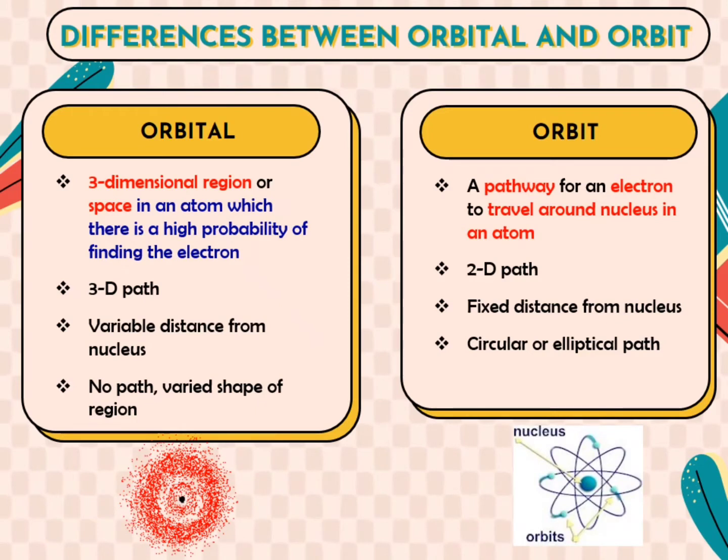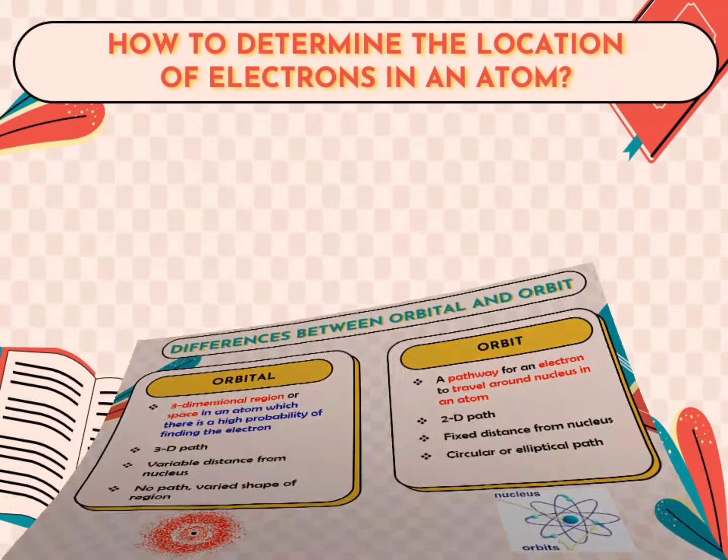So this is the example of orbital and orbit. You can see here for the orbital, it has no fixed path, right, there is no specific path for the electron. And for orbit, you can see that each electron will travel around the nucleus at a fixed distance from the nucleus, right. So you can see it like what we have drawn before.